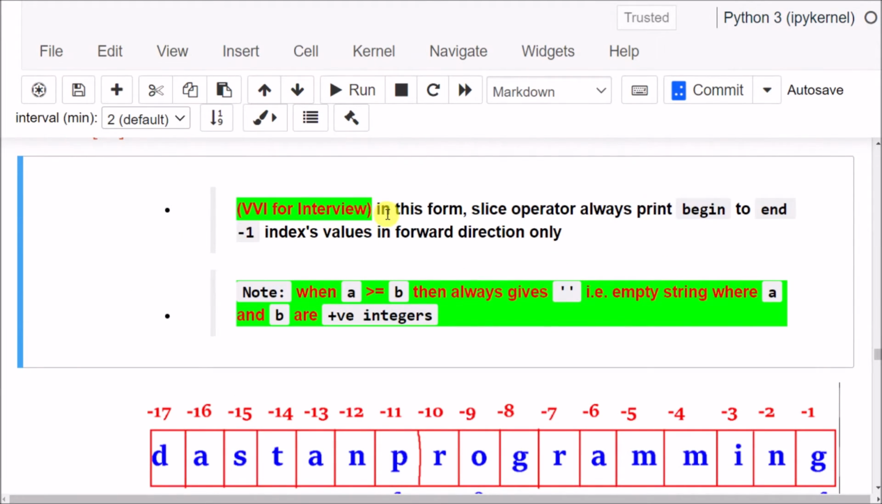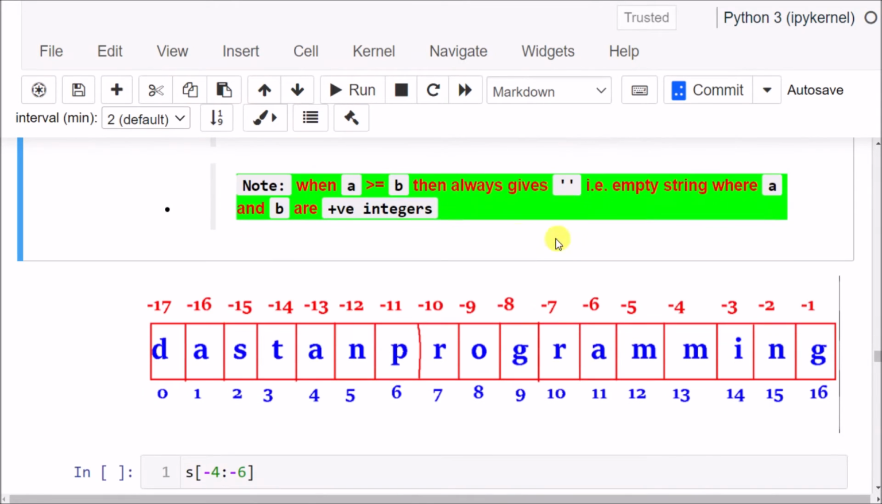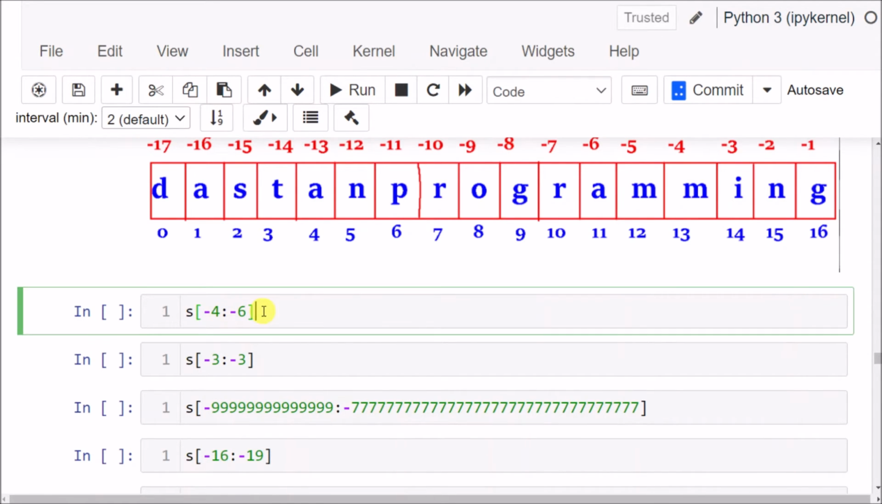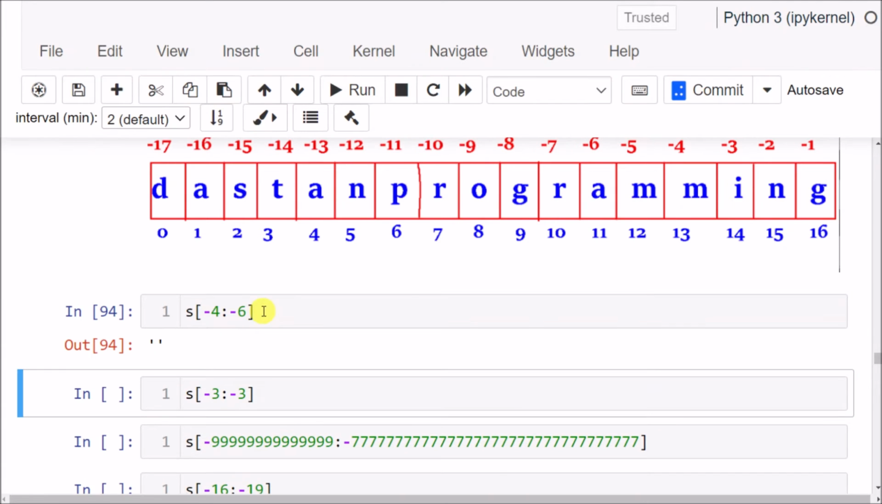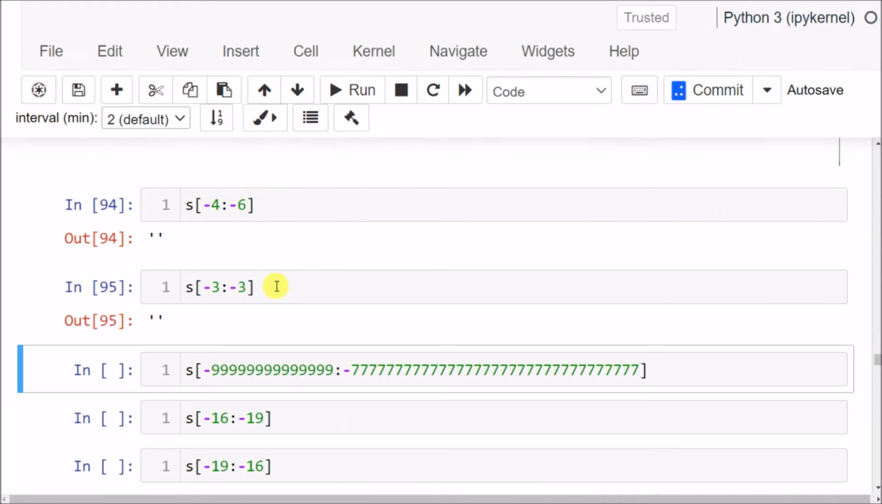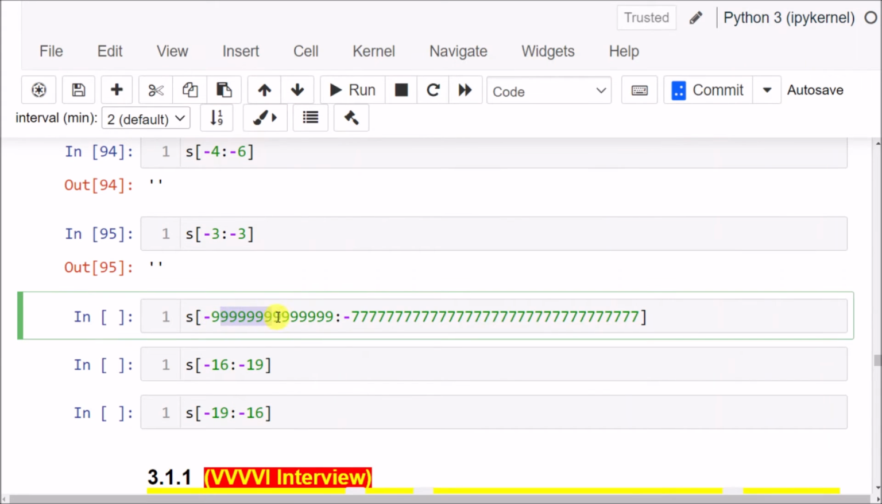And one interview question in this form: slice operator always prints begin to end minus 1 values, index values in forward direction only. Okay. That is negative also. And when A is greater than or equal to B, then it always gives the empty string. Same. Minus 4 is greater than minus 2, minus 6. Okay. So it will return the empty string. And when A and B denote the same index, then it will consider the excluded part, that is the empty string. Here, this one is greater than this one. Okay. So it returns the empty string.